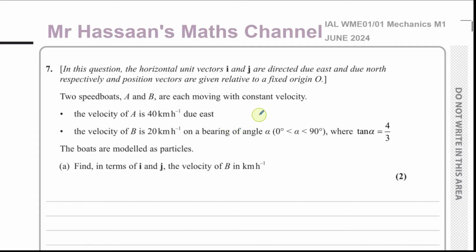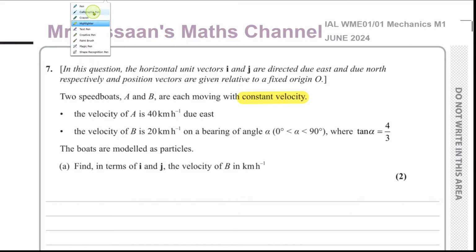It says two speedboats A and B are each moving with constant velocity. So they're both going with constant velocity. The velocity of A is 40 kilometers per hour due east, and the velocity of B is 20 kilometers per hour on a bearing of an angle alpha, where alpha is between 0 and 90 degrees, and tan alpha is 4/3. The boats are modeled as particles. Find, in terms of i and j, the velocity of B in kilometers per hour.